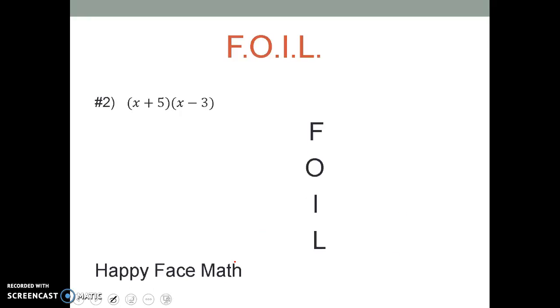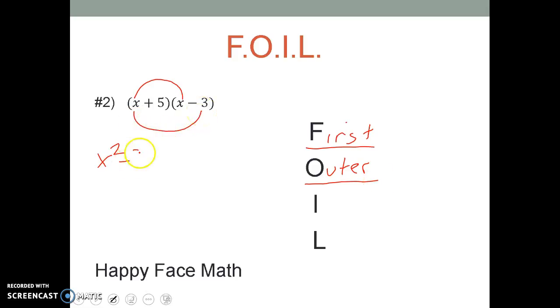Foiling stands for first. So I'm going to multiply the first terms together in my two binomials. So that's x times x, which gives me x squared. The O stands for outer. So after I multiply my first terms together, I'm going to multiply my outer terms together. That's the x times the negative 3. Well, that's negative 3x.